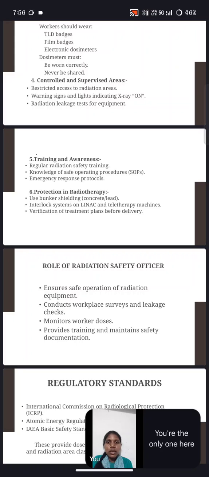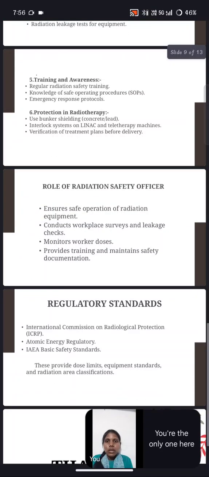The fourth one is controlled and supervised areas. Restricted access to radiation areas, warning signs and light indications in the X-ray room, and radiation leakage tests for equipment. The fifth one is training and awareness. Radiation staff must regularly monitor radiation doses, and have radiation safety training and knowledge of safe operating procedures. Emergency response protocols must be managed.